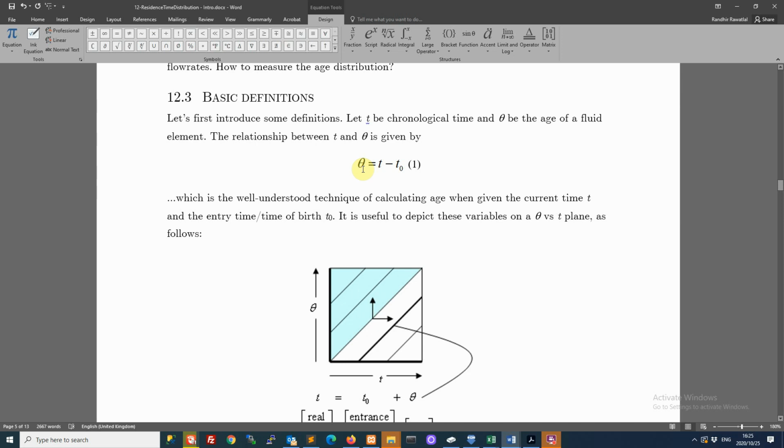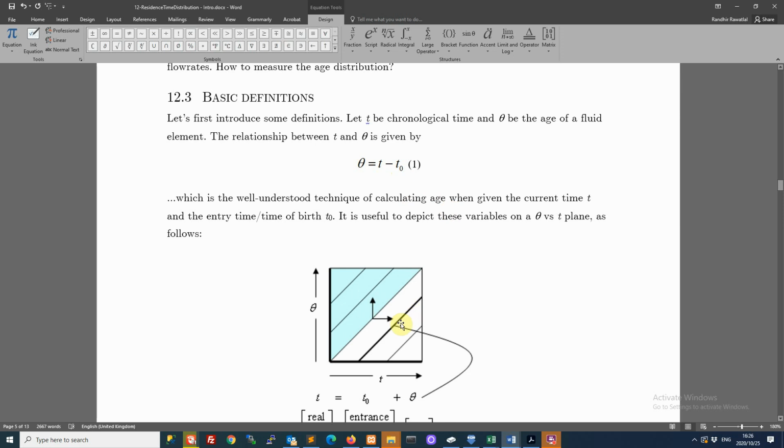And if I refer to my younger self, I would often at this point make a joke about as long as you are not moving close to the speed of light, then your age is simply that kind of relationship, right? But anyway, we all know our age is the current date minus our birth date, and the same applies to any packet of fluid elements. So the current age of a fluid element, the residence time of a fluid element, is equal to the current time minus the entry time.